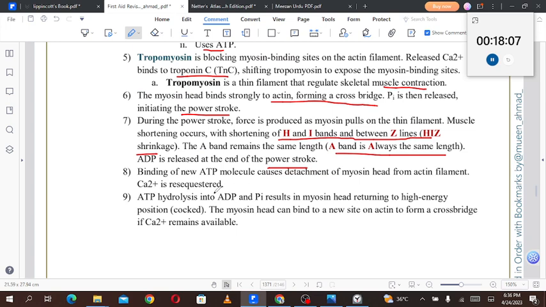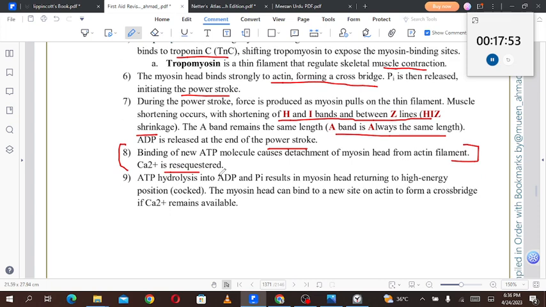Binding of a new ATP molecule causes detachment of the myosin. That is a very important point: to cause the detachment of myosin from the actin, we need a new ATP. Binding of the new ATP molecule causes the detachment of the myosin head from the actin filament, and calcium is resequestered. ATP hydrolysis into ADP plus phosphate results in the myosin head returning to its high energy, cocked position. The myosin head can bind to a new site of actin to form a cross bridge if calcium remains available.